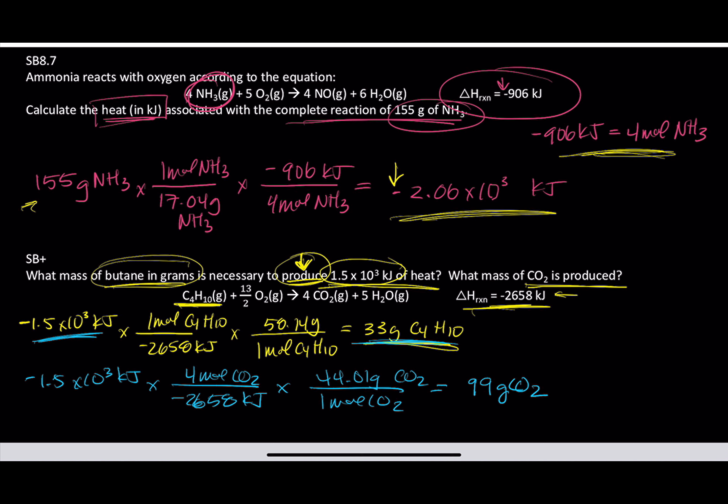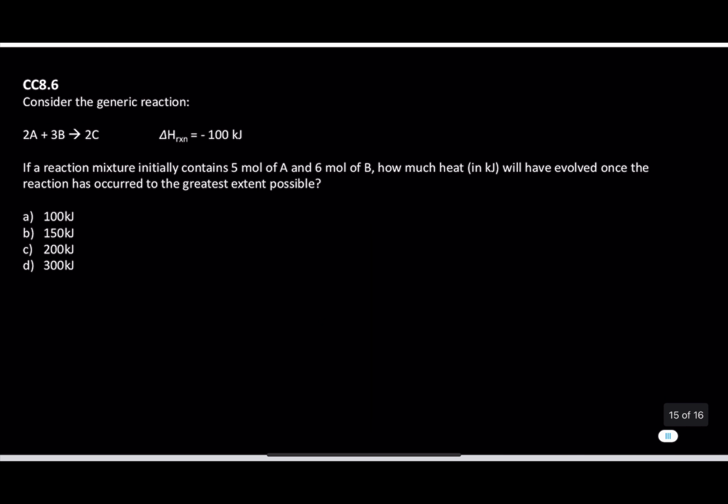Okay, and so you'll see here, again, we start from our energy, but we use the relationship between the delta H and the CO2, because that's what we're talking about in this case, and then the molar mass to get to grams. All right, so that wraps up 8.7 and the practice. Oh, no, it doesn't. We have a concept check.